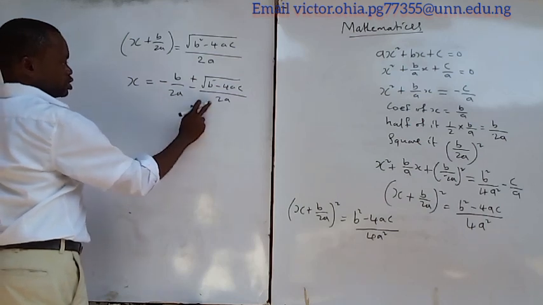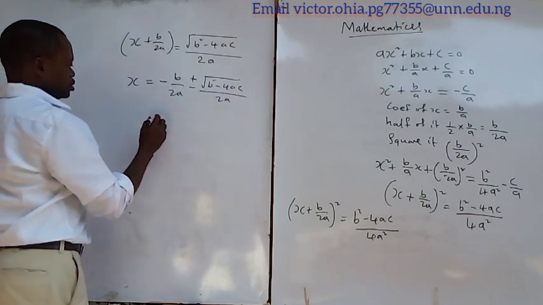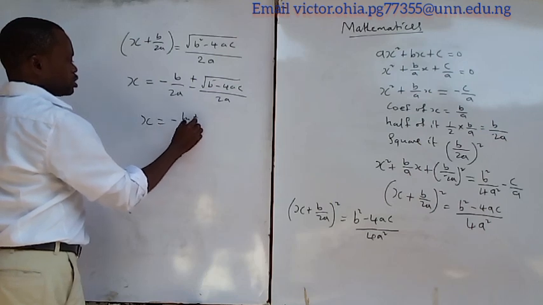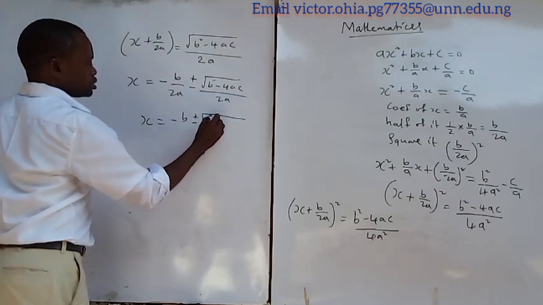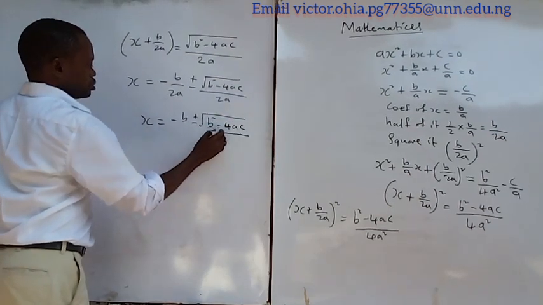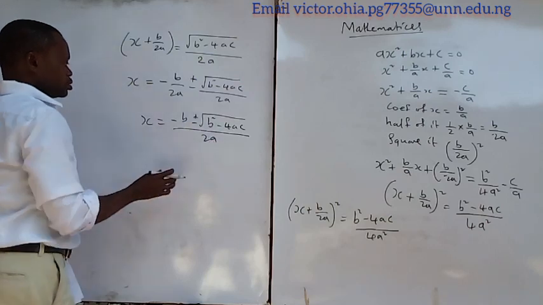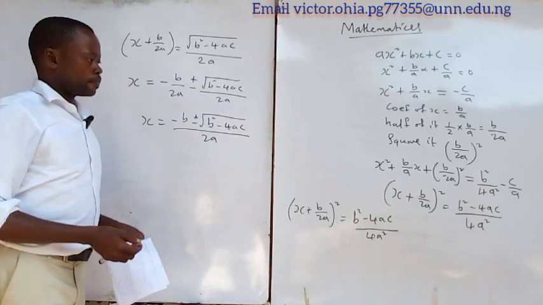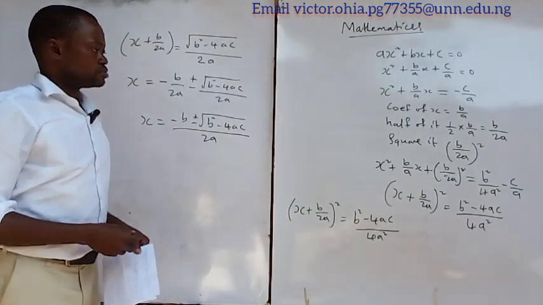So you see that the denominators here are the same. So by LCM, you can have x equals minus b plus or minus the square root of b squared minus 4ac, all over 2a. This is what we call the quadratic formula. Okay, and this is how to derive it.